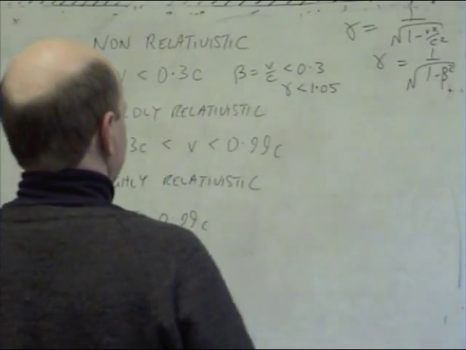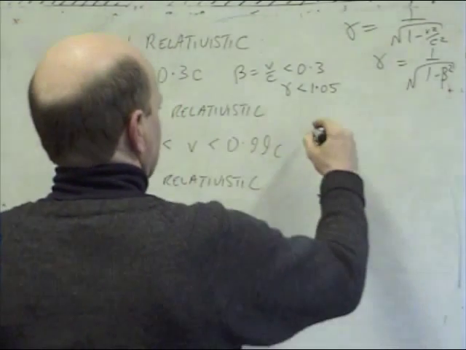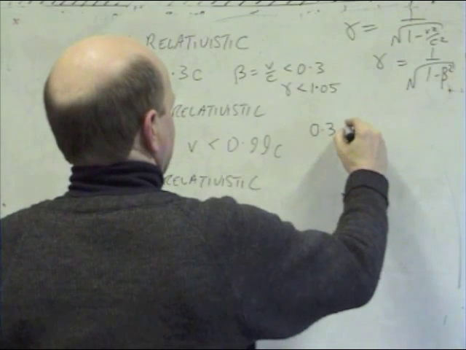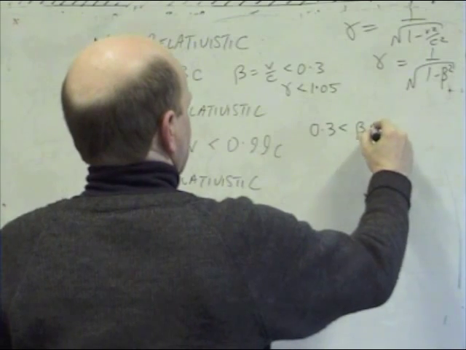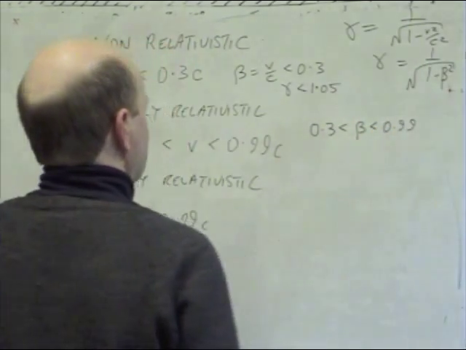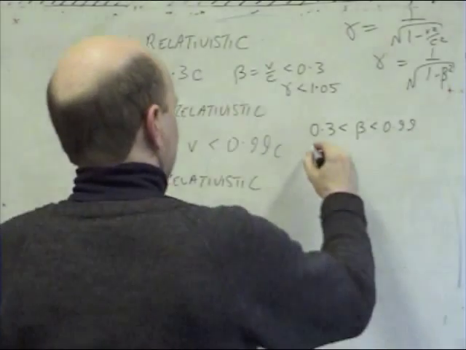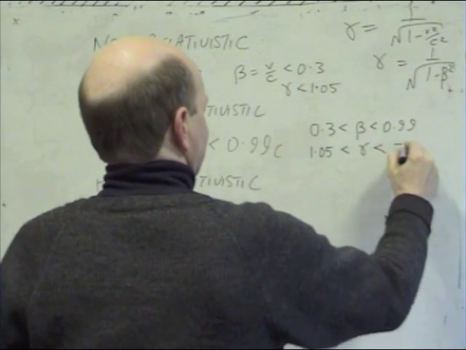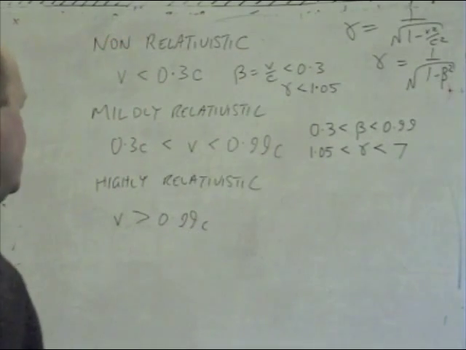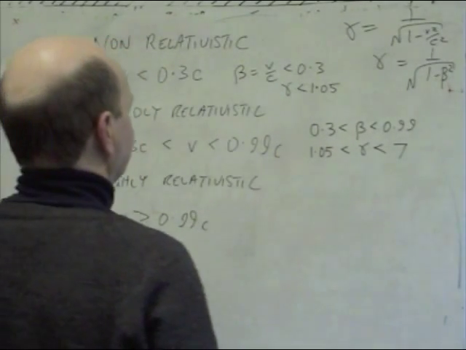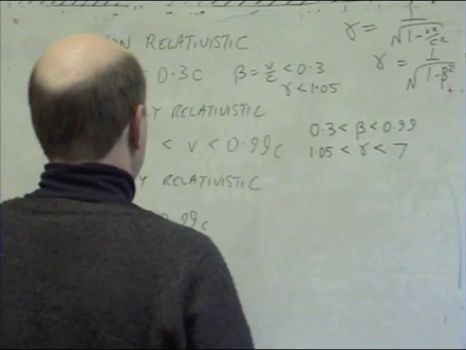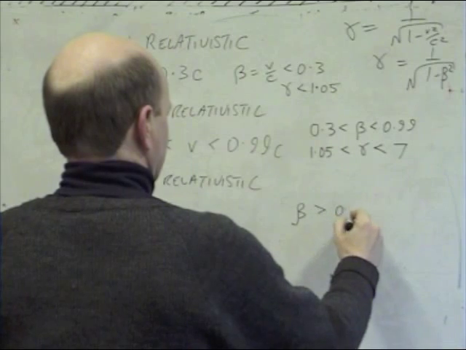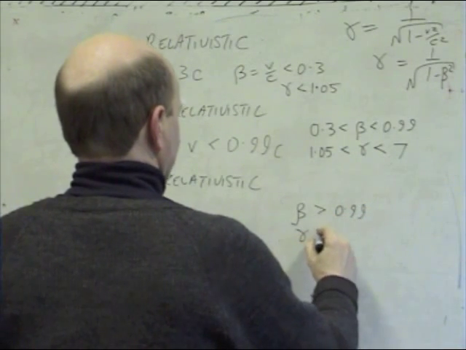Similarly for the mildly relativistic, 0.3 C is equivalent to beta of 0.3. So the criterion for mildly relativistic is 0.3 is less than beta, is less than 0.99. And correspondingly for gamma, we have 1.05 is less than gamma is less than 7. Okay? So in the highly relativistic regime, we have beta greater than 0.99 or gamma greater than 7.